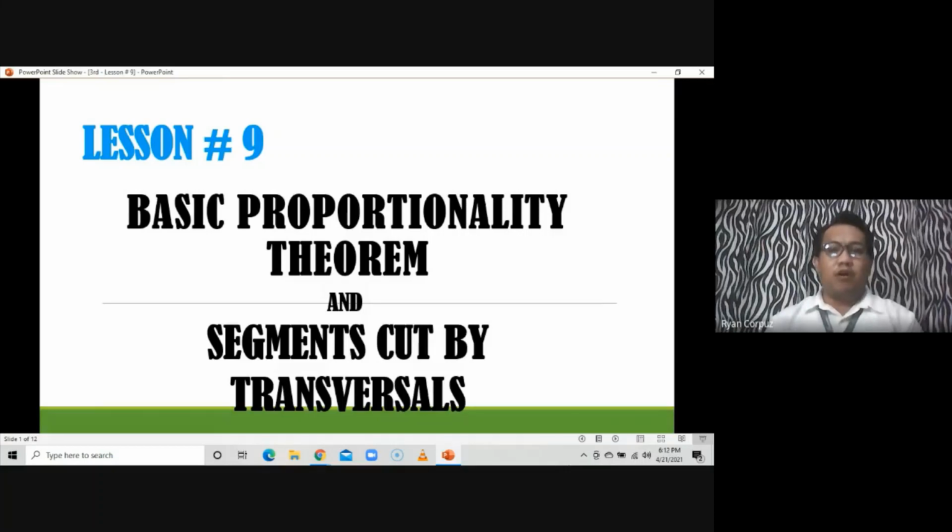So here you are going to apply how the basic proportionality theorem is applied in given examples, same as with the application of solving problems which involve segments cut by transversals.